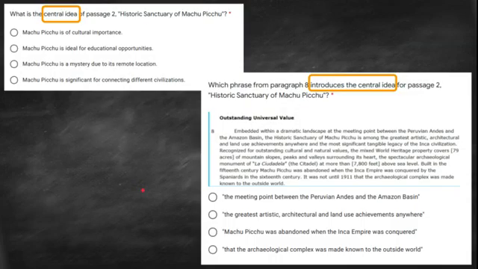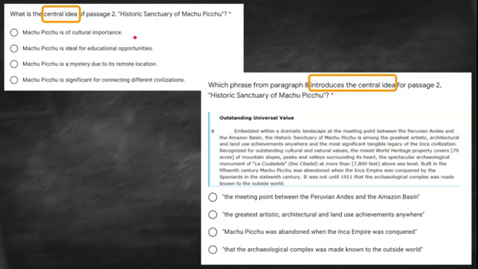Okay. All right. This one is a two-parter. So this one was questions 7 and 8, but they go together. So this one was just asking for the central idea of passage 2. And this one was asking which phrase introduces the central idea for passage 2. So this one, the answer is A. Machu Picchu is of cultural importance. That's really what they're trying to get at.